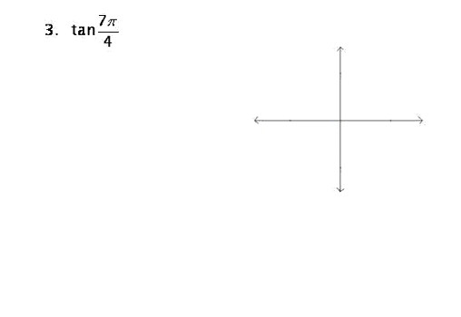Let's try another one. Tan of 7 pi over 4. So these are going to get progressively more difficult. And for the time being, I'm drawing little grids in the corner to help me get these angles. That is optional, but it's a nice idea.